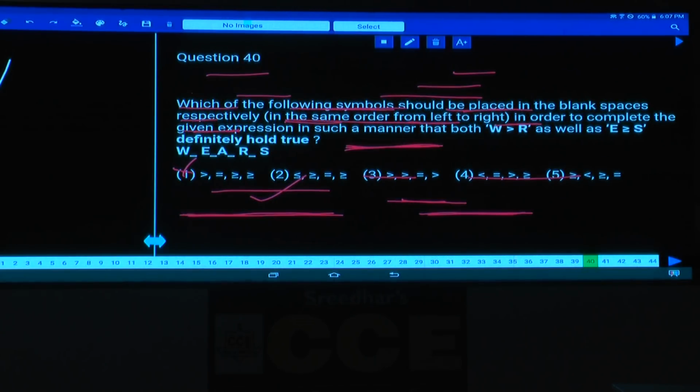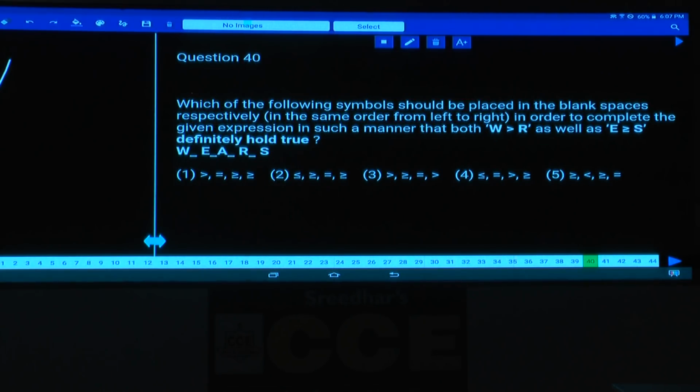Then question number 40. Now question number 40, what is the question here? Now W greater than R as well as E greater than or equals to S. Now W and R, between these two there has to be one greater than, and there should not be any lesser than at all. And at the same time E and S, there must be greater than or equal. Between E and S, which symbol should be there? Equal to and greater than or equals to, those are the symbols that are to be present. From here to here, equal and greater than or equals to should be present. Between here to here, at least one greater than.